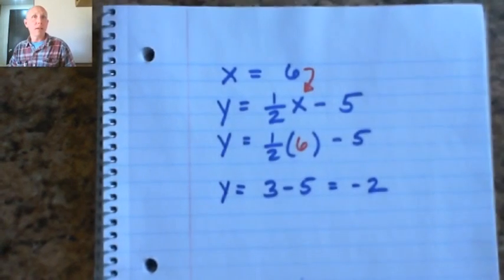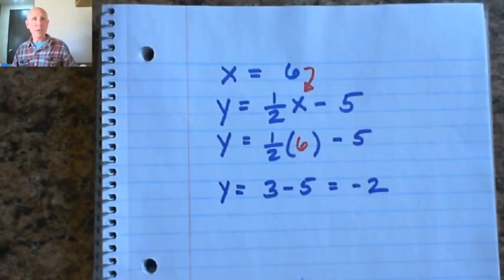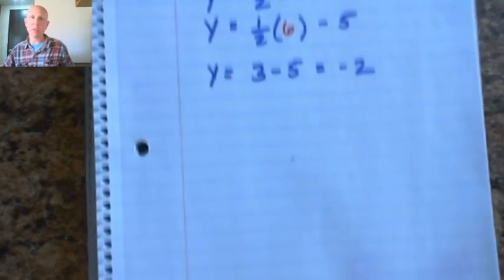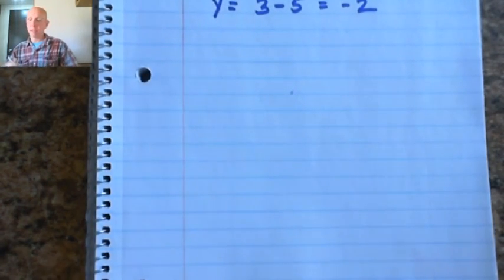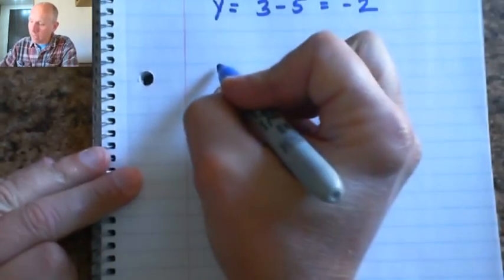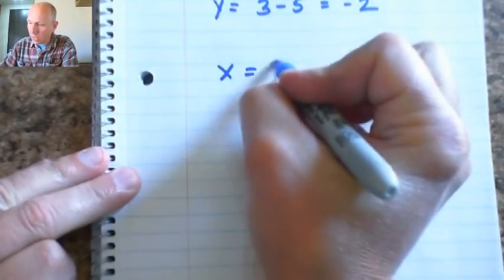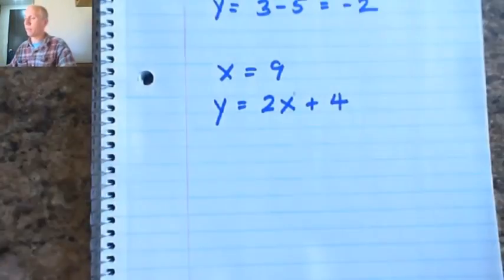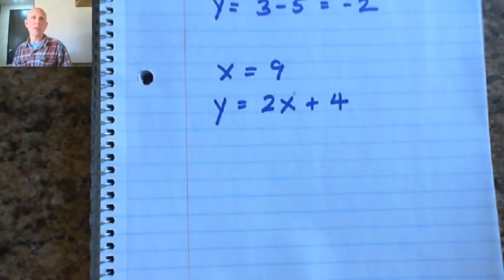Cool. Now we're going to do a couple together. You can do this either in your notes or on a whiteboard or something. I'm going to give you a problem, and I want you to plug it in. We'll do 3 of these to check for understanding. So I'm telling you x equals 9, and we're going to go with y equals 2x plus 4. You're doing this on your own. If you want to pause the video and get an answer, that would be fantastic.